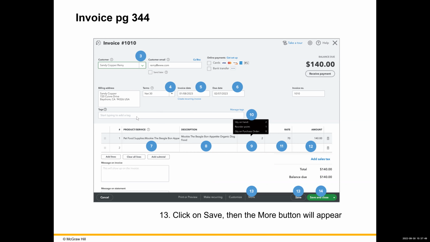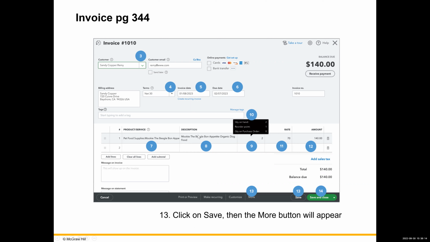And notice that if we put in the date of 1/8, then we know it's going to be due 30 days from now. QuickBooks will automatically tell us when Sandy needs to pay us. Sandy needs to pay us by February 7th. Okay. And so what are we selling her? Looks like we're selling some dog food, right?